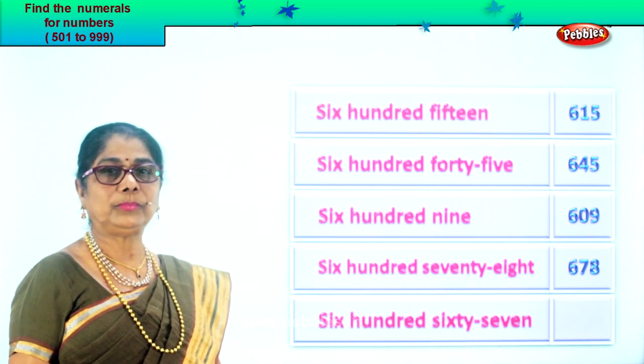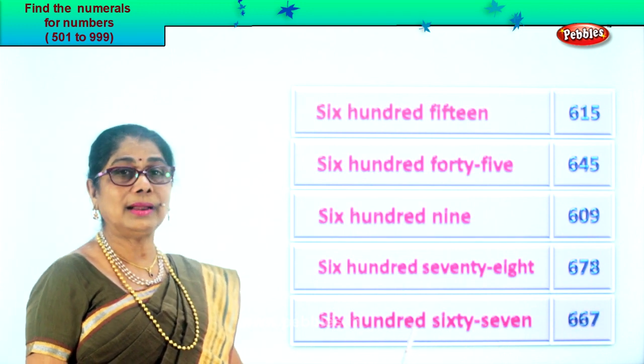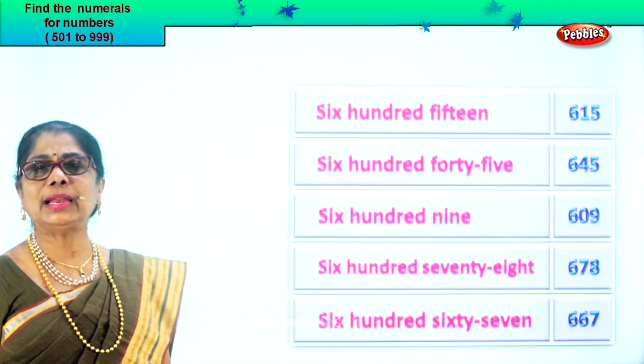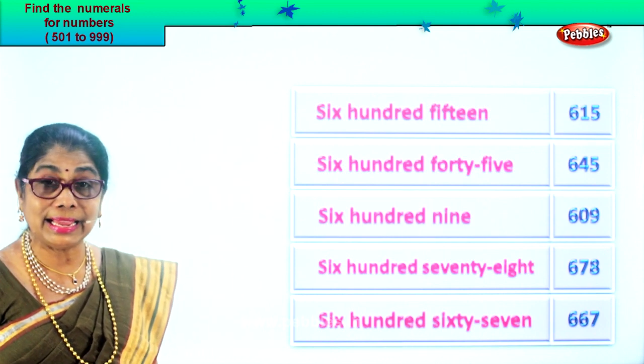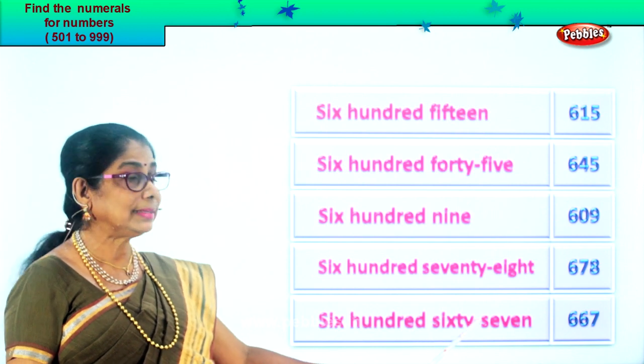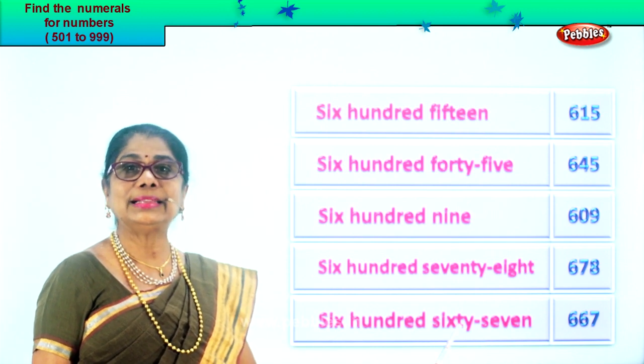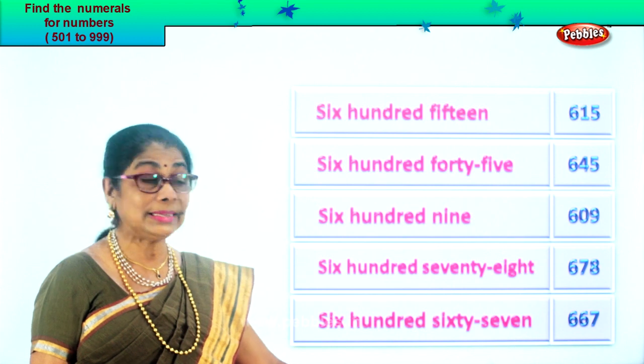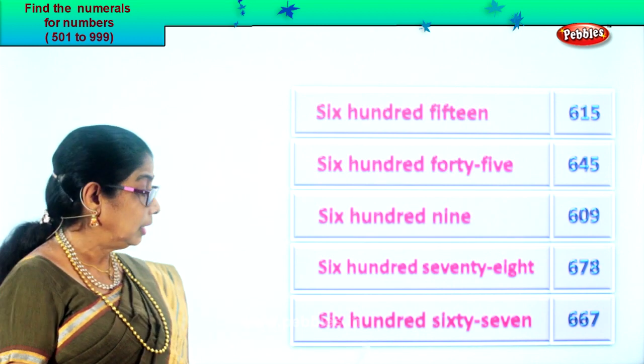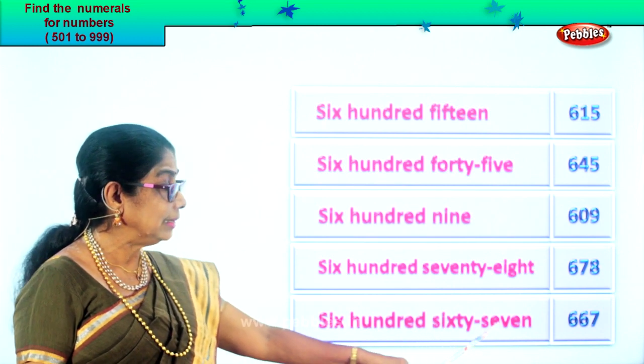667. In the 100s place, what is the number you're going to put? 6. Good. 67: 10s place, 6; 1s place, 7. Good. So you have 6, 6, 7.